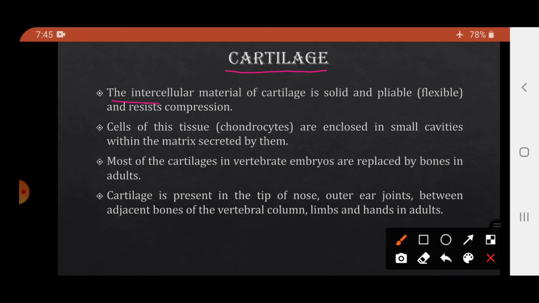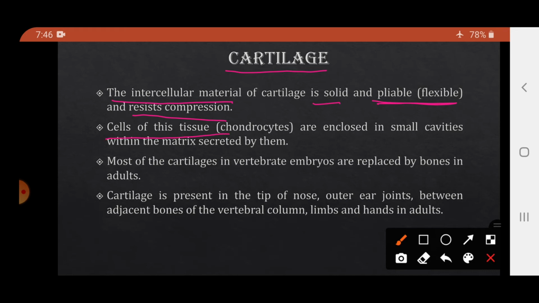The intercellular material का दूसरा नाम क्या है? It is also called as the ground substance or also it is called as the matrix. So इसका जो matrix है, इसका जो ground substance है, ये किसका बना है? It is solid, it is pliable. Pliable means flexible. And it will resist compression. So intercellular material of cartilage, it is solid and pliable and it resists the compression.